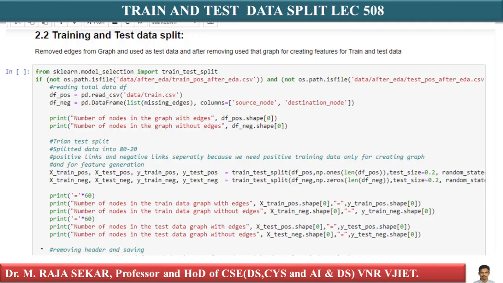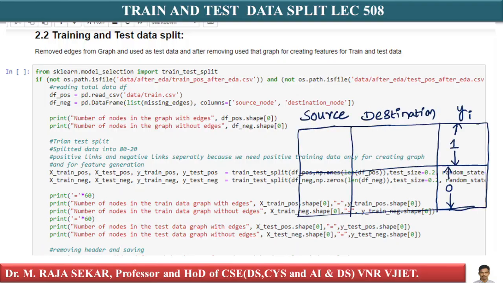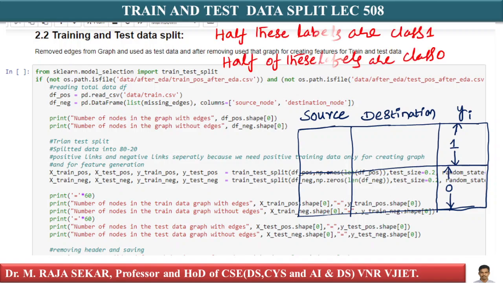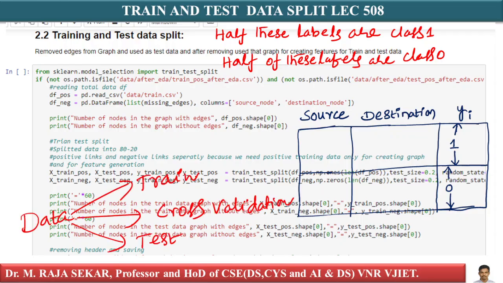In this lecture, we will try to understand training and test data split. We construct a data set. You have the source vertex, you have the destination vertex, and you have the class label. Half these labels are class 1, half of them are class 0. In the previous lecture, we discussed how we constructed the data set. Of course, at the end of the day, we have to split our data into train, cross validate, and test.